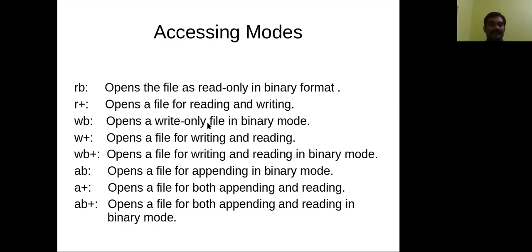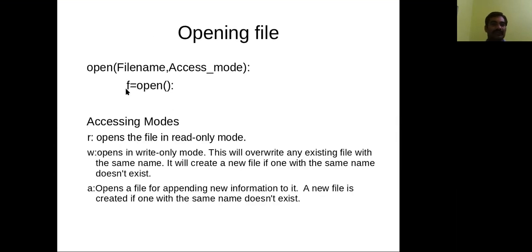Okay, we can use according to the situation, according to the application we can use. So, opening a file is very simple: just write the open function, give the file name and the access mode. It will return a file object, and that will allow you to work with the file. Opening a file is very important. First of all, open.